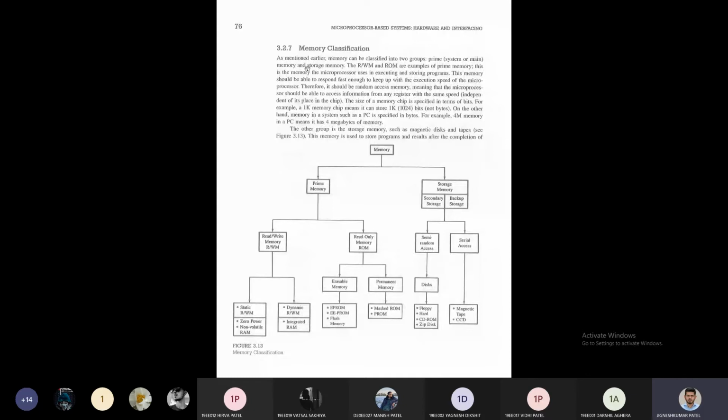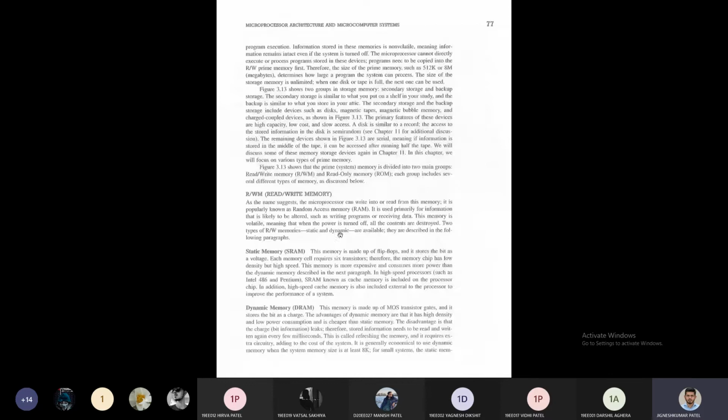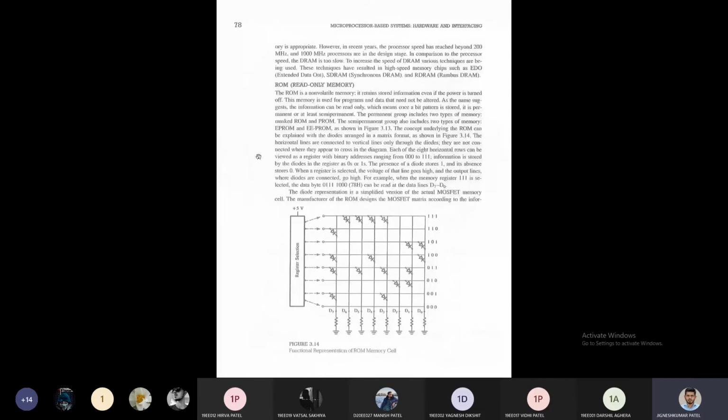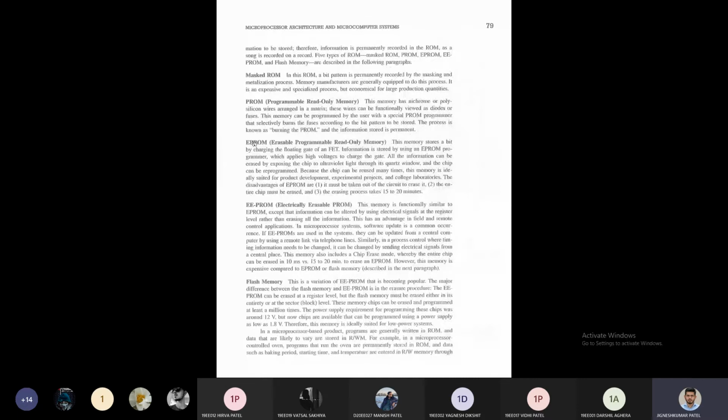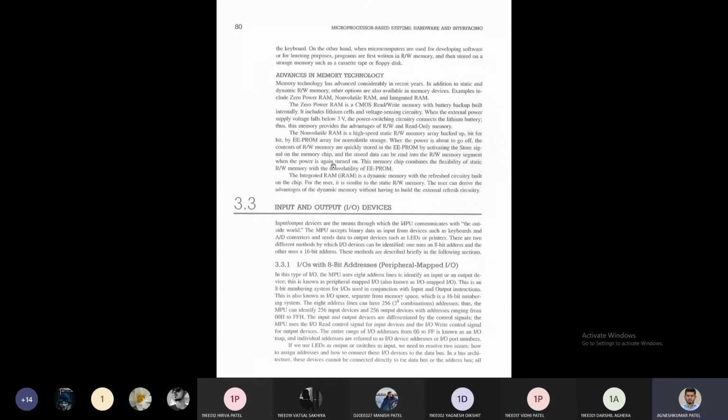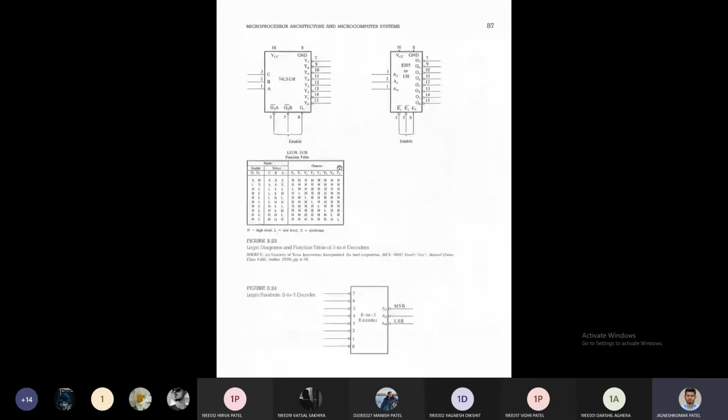Write down the topic for self study: 3.2.7 memory classification. This is just the classification of memory, like what kind of memory is available: static memory, dynamic memory, EPROM, EEPROM, what all those things are. Don't mug up this one diagram, but what you are actually going to do is read these things. What is static RAM? What is dynamic memory? What is ROM? What is EEPROM? What is mask ROM, PROM, EPROM, EEPROM? Just read this. What is flash memory? Just read those things. Input output we will skip, and will directly go to chapter number 4.